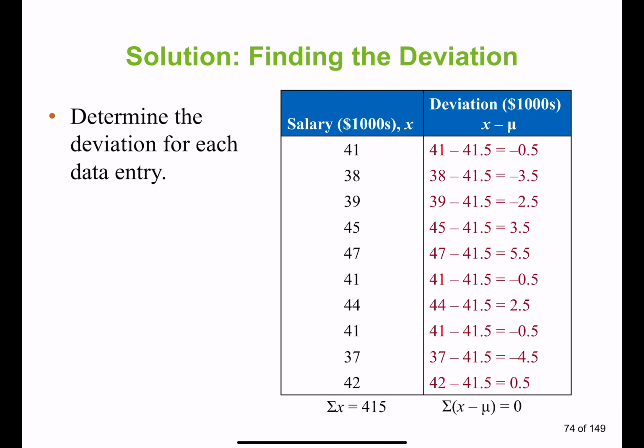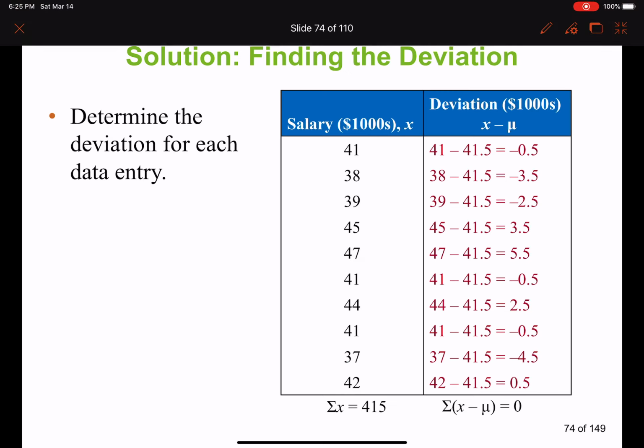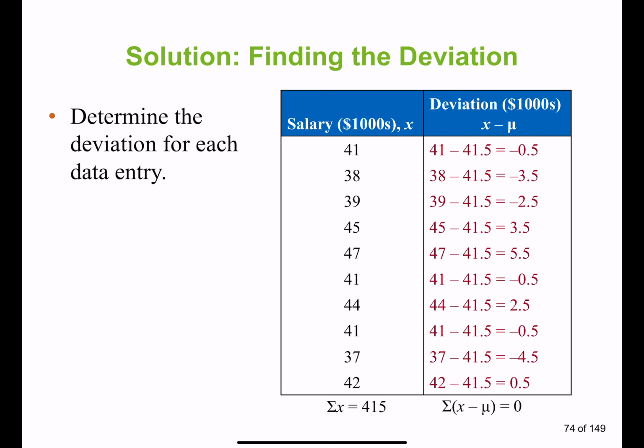All right. So let's figure out how we're gonna find a deviation. Those are all our salaries in thousands now, and we know the average is 41.5 thousand. So deviation, we said, is element minus the average, correct? So 41 minus 41.5 is negative 0.5, 38 minus 41.5 is negative 3.5.